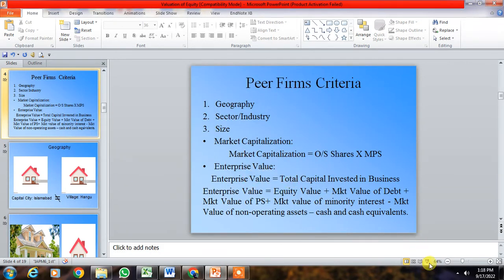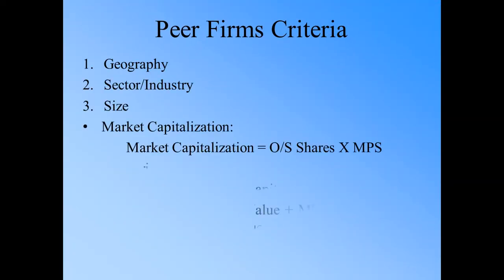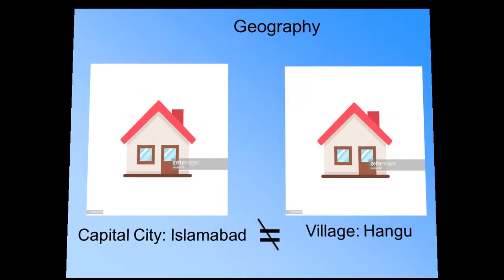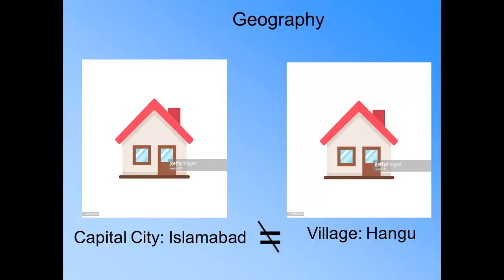So if you want to calculate the enterprise value, you can see the formula here. It includes the equity value and the market value of the debt. If you have finance from preferred shares, the market value of preferred shares, and the market value of minority interest. Minus, we are deducting the cash and cash equivalents, and similarly we are deducting the market value of non-operating assets. So enterprise value considers only that capital which is invested in the business. So this is the criteria to select similar firms.